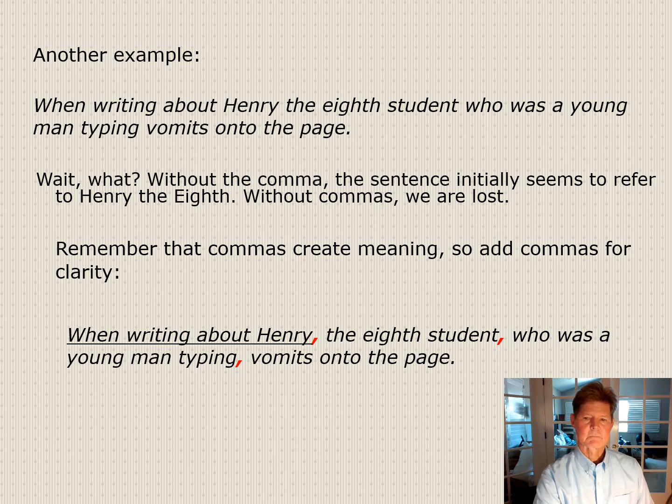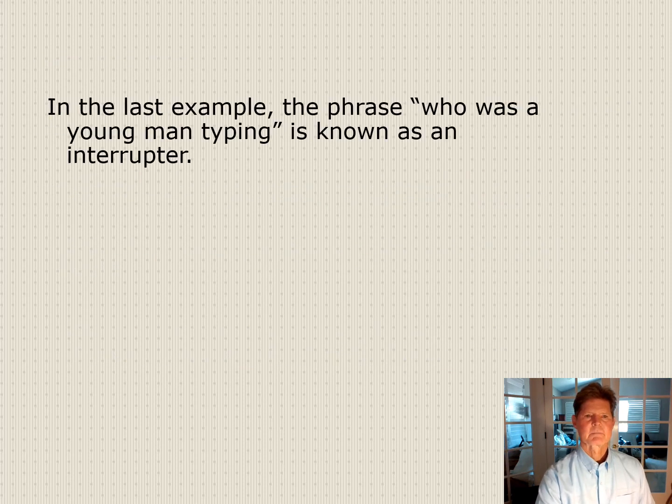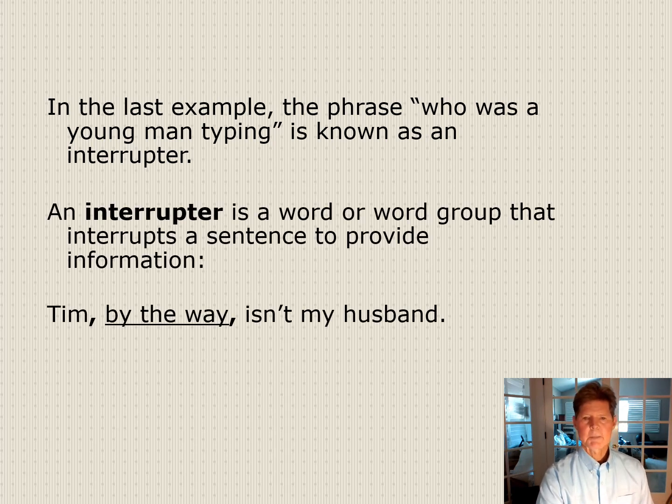Let me read that again. When writing about Henry, the 8th student, who was a young man typing, vomits onto the page. I don't recommend writing sentences like this. This is just an illustration. In the last example, the phrase "who was a young man typing" is known as an interrupter. An interrupter is a word or word group that interrupts a sentence to provide information.